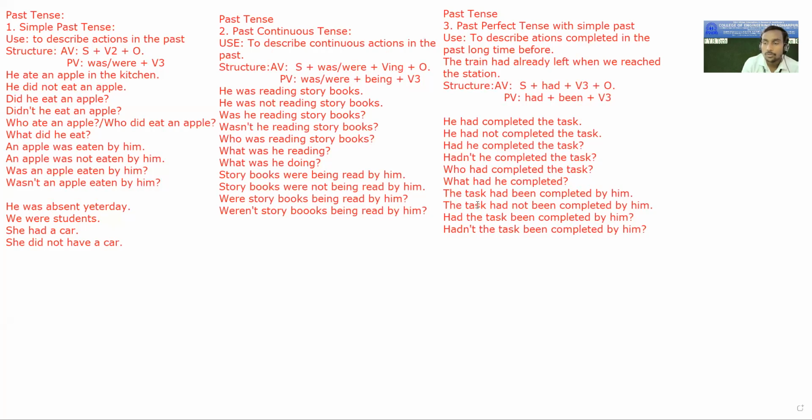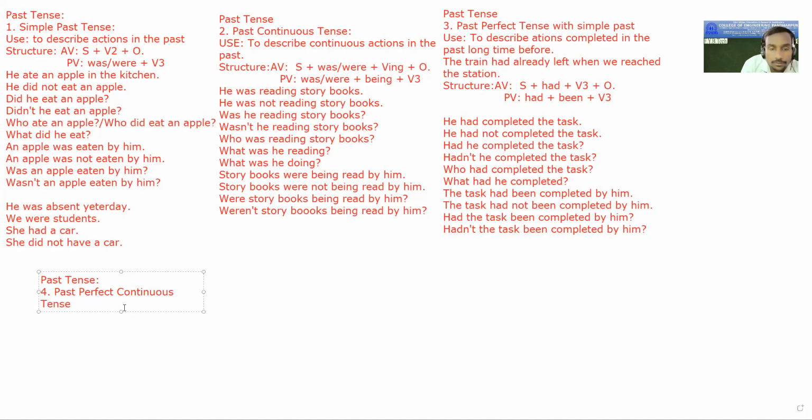Okay. So should we go for the next tense or stop here? Yes, sir, we should go because there is no passive voice for it, so it will conserve time. Yes, so we'll go for it. We'll try to complete it. All right. So here we will go with the last one in past tense, the fourth type of past tense, and that is past perfect continuous tense.